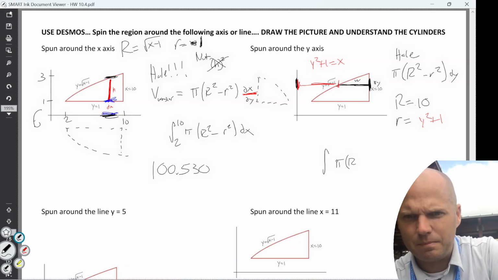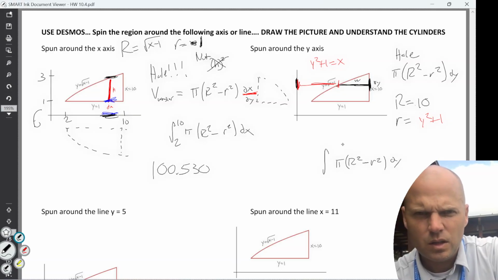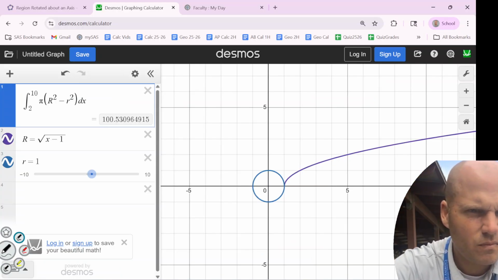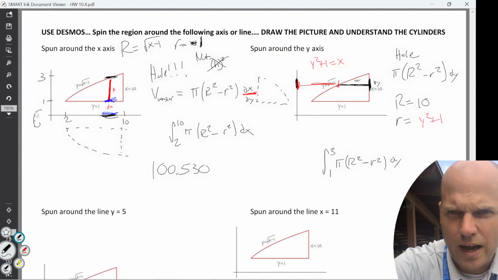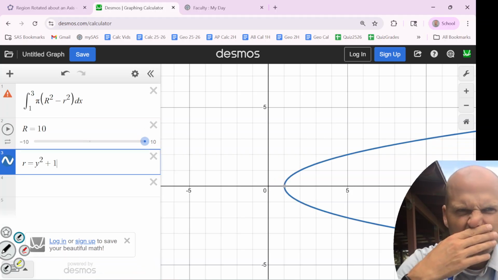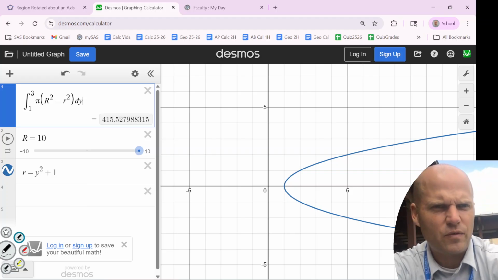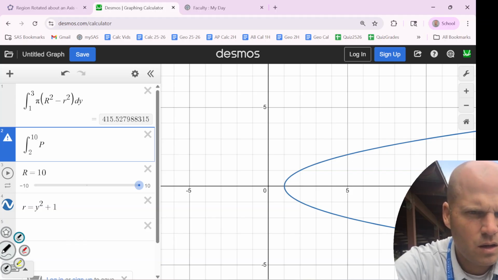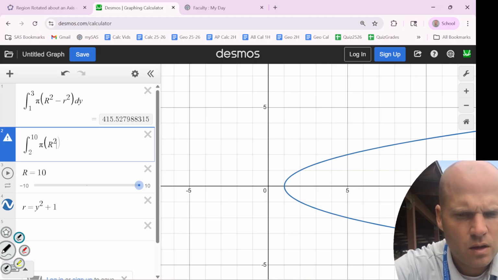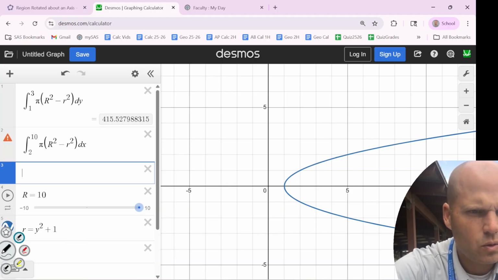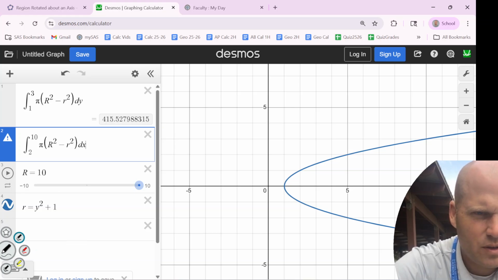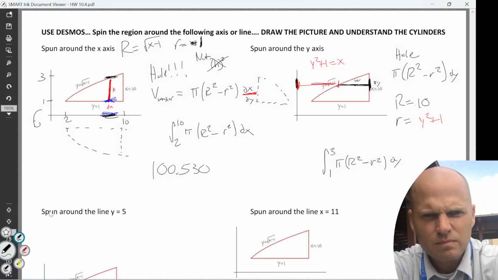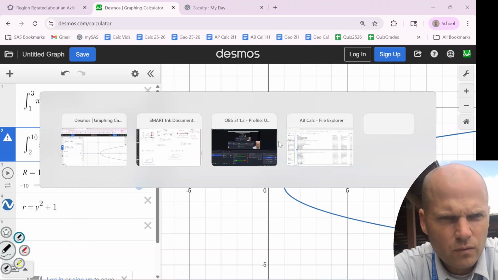Sum these up from a bottom to a top. The bottom is y equals 1. The top is y equals 3. Outer radiuses were x equals 10 consistently. Put your pencil on the paper to understand. The inner radiuses was y squared plus 1. dy. 415.527. Cool. So you can see that this one doesn't work if we have x equals y's. 415.527.